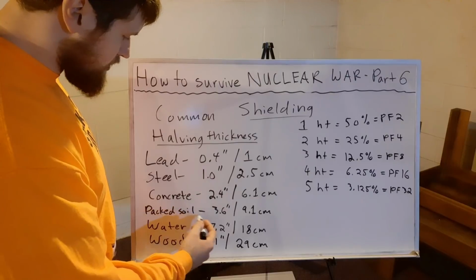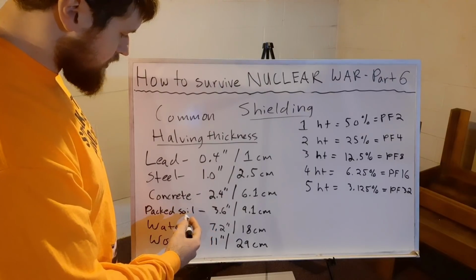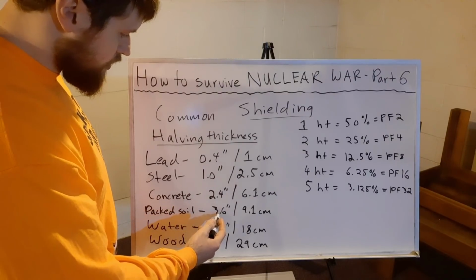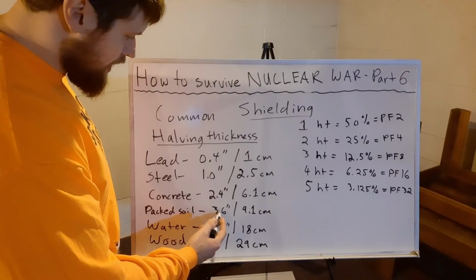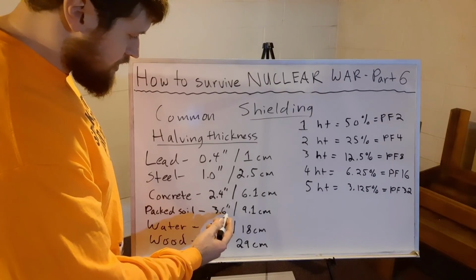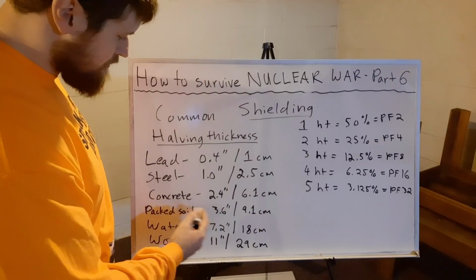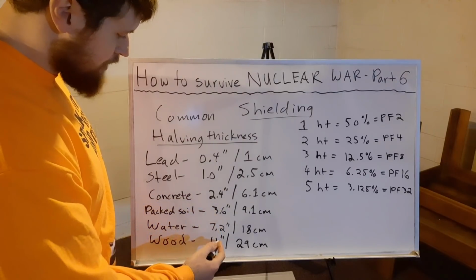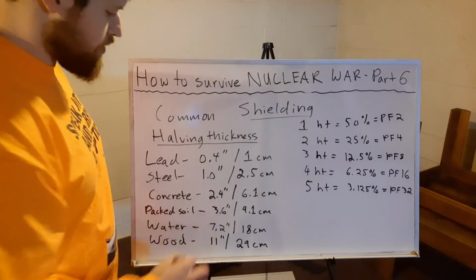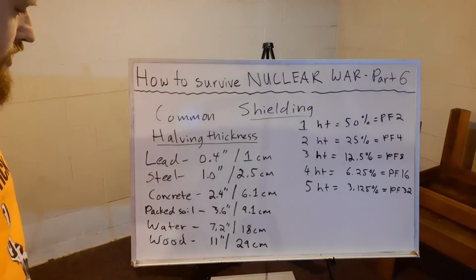Versus packed soil, to get 4 halving thicknesses with packed soil, all you would need is 4 times 3.6. That's going to be about 14 inches. So 14 inches of packed soil is the same as almost 4 feet of wood. So that's a huge difference, guys.